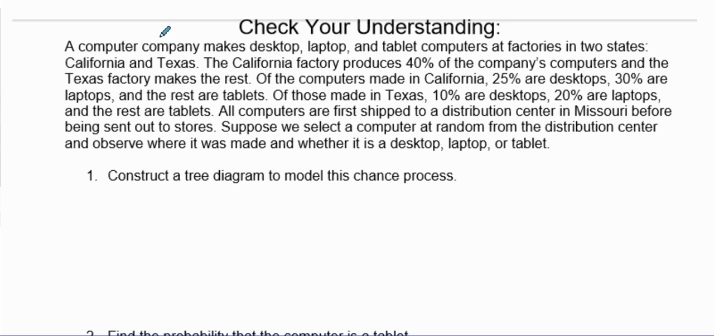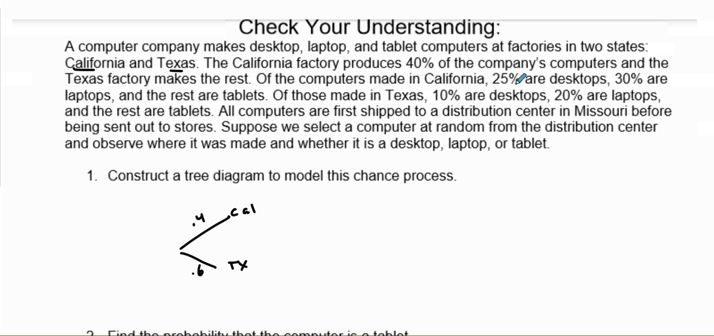So a computer company makes desktop, laptop, and tablet computers at factories in 2 states, California and Texas. The California factory produces 40% of the computers. And the Texas factory, Texas, that factory produces the rest. So that's going to be about 60%.